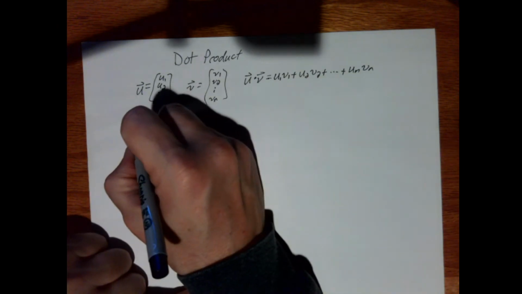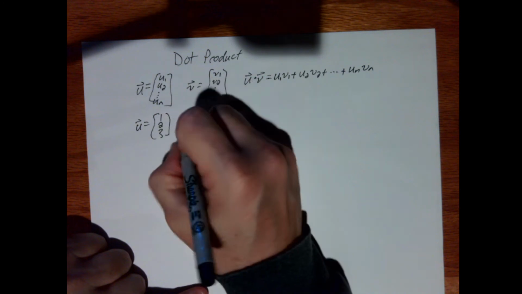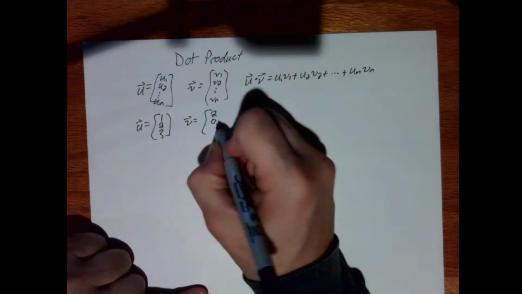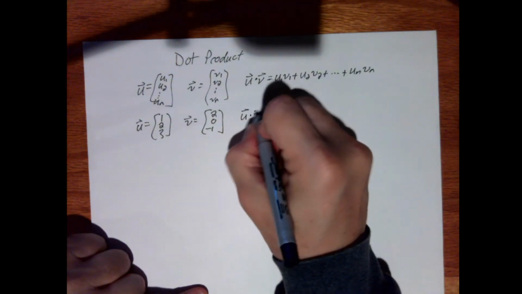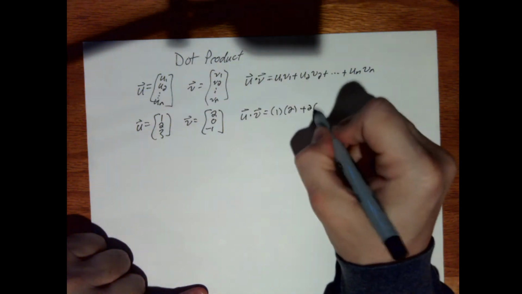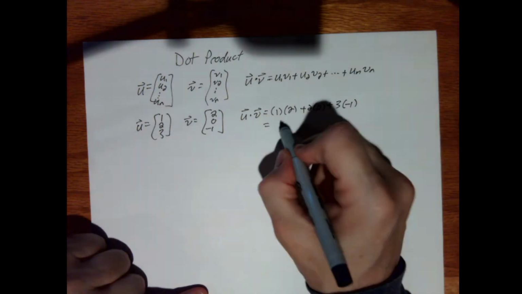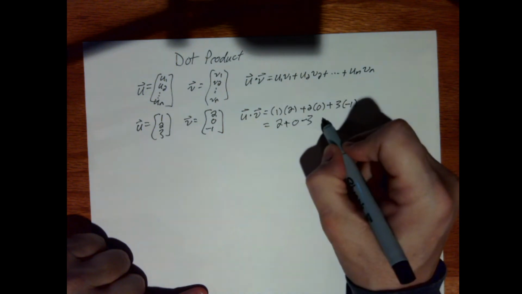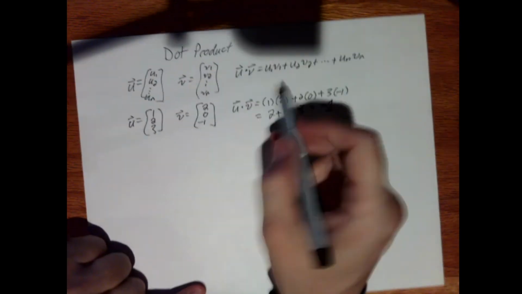So for example, if we have u is equal to 1, 2, 3, and v was equal to 2, 0, minus 1, right? Then u dot v is equal to 1 times 2 plus 2 times 0 plus 3 times minus 1, which simplifies to 2 plus 0 minus 3, which is equal to negative 1. That's the dot product of these two vectors.